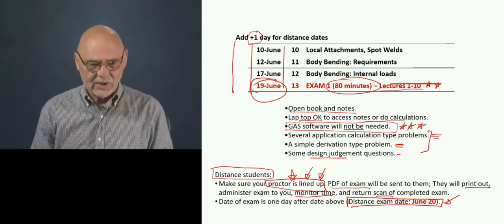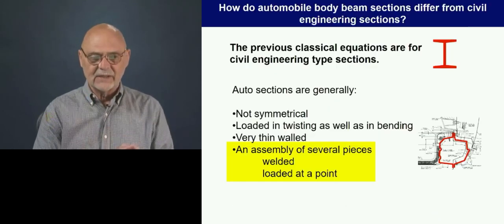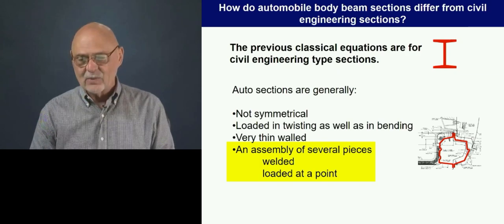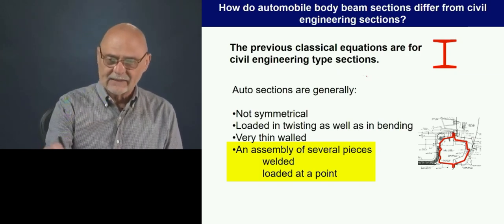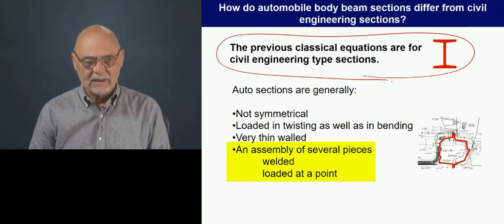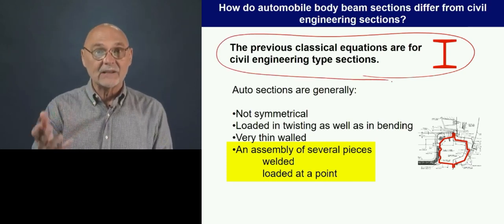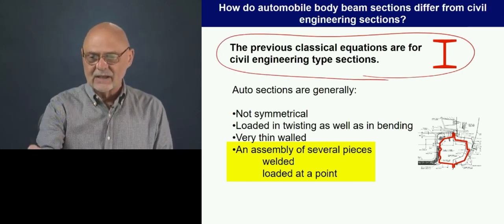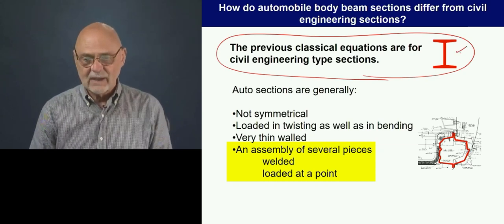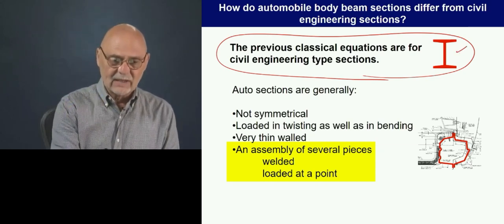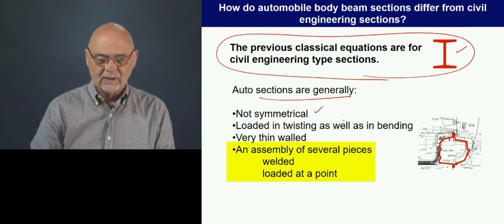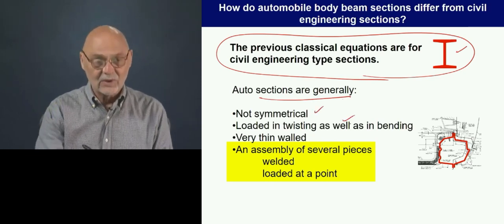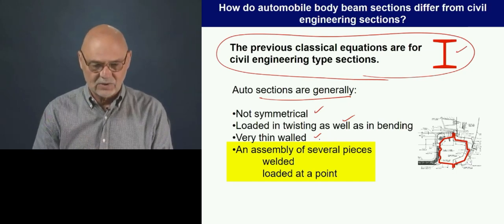Okay. So let's get on to the content for today. Again, in the context of beams, we've been looking at the classical equations initially for beam behavior, and then we've been looking at the differences for automotive sections. So non-symmetrical, they tend to twist, they're very thin walls, so plate buckling is a big issue.